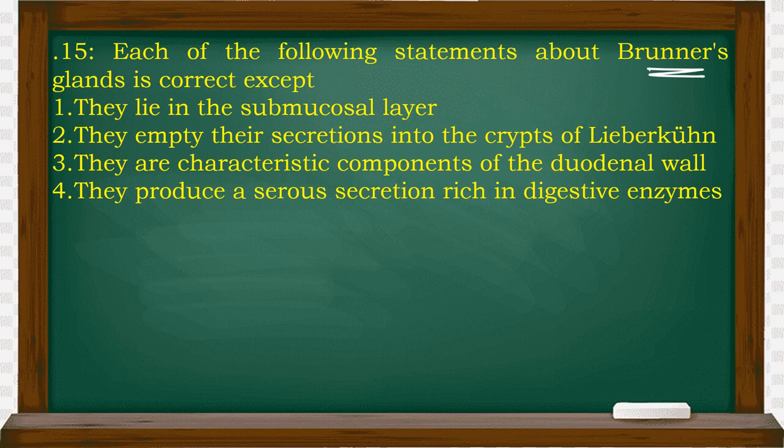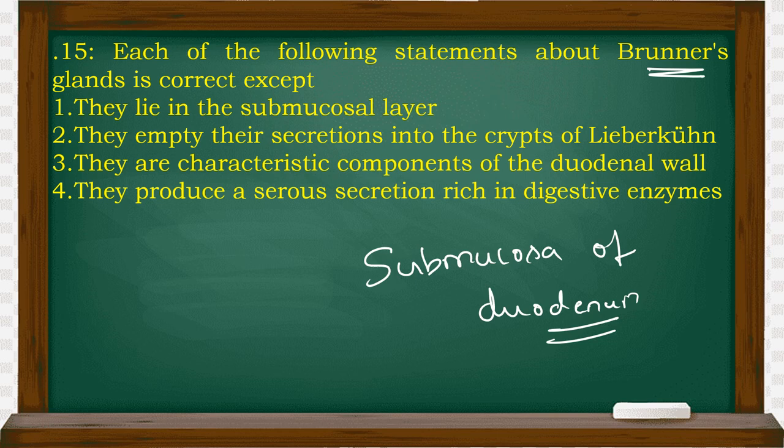Brunner's gland is a gland that is present in the submucosa of the duodenum. It is present in the submucosal layer of the duodenum, and it is secretory in function. Let us look into the options. The first option says they lie in the submucosal layer. They have not specified the duodenum, but that's absolutely fine because they have mentioned the submucosal layer. Yes, Brunner's glands are present in the submucosal layer. The second option, they empty their secretions into the crypts of Lieberkühn. That's also an absolutely correct option.